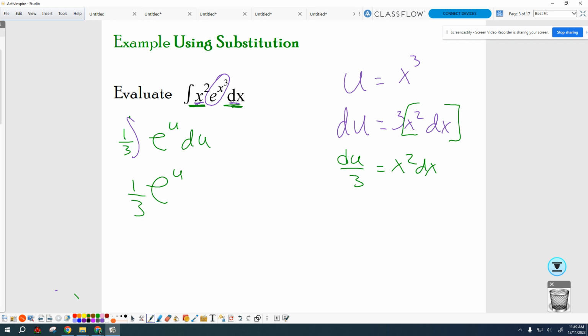Ethan, what do I need to remember to do? There's no numbers, it's indefinite, so plus C. Lexi, I don't want it with u values in it. I gotta swap it back out again. What is it? 1/3 e to the x cubed plus C. Yes.